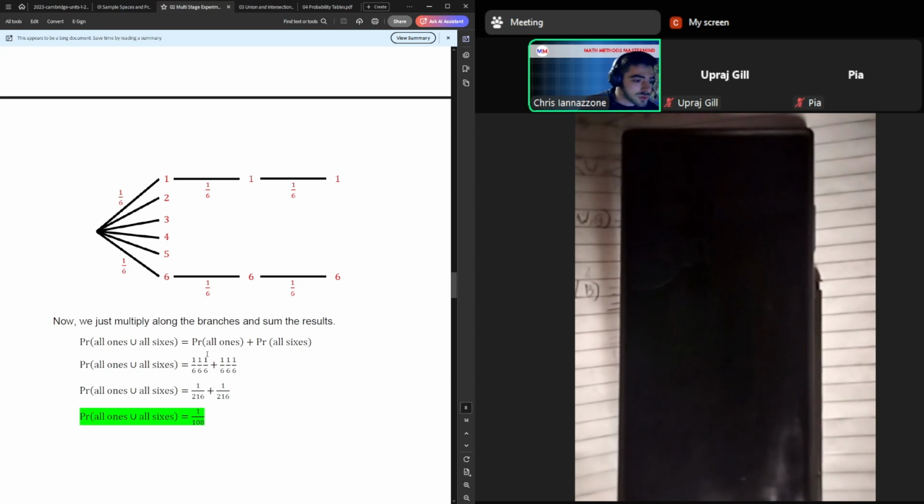With that in mind, it also means that you've done the heavy work ahead of time as far as figuring out what branches you care about. So all 1s would be 1 out of 6 for this one, 1 out of 6 for this one, 1 out of 6 for this one, all multiplied together. Same thing with the 6s there, and you add across.